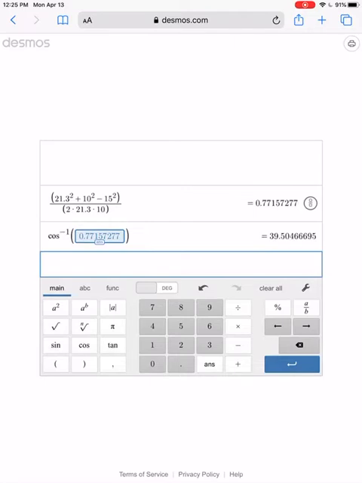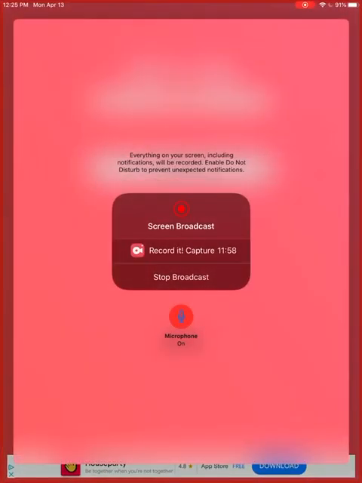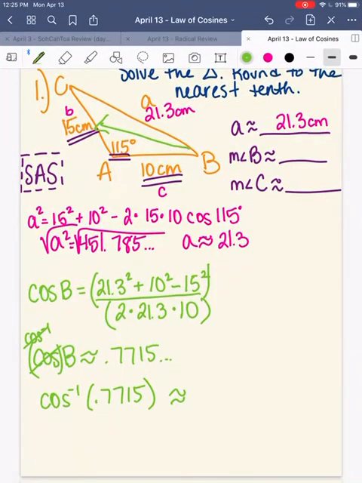Okay, and if you're using your regular calculator, you can just hit second cosine, second negative to pull the answer back up, and you should get 39.5. And that's an angle, so it should be degrees. And it should be considerably smaller than the 115.